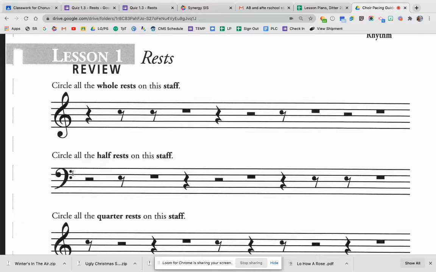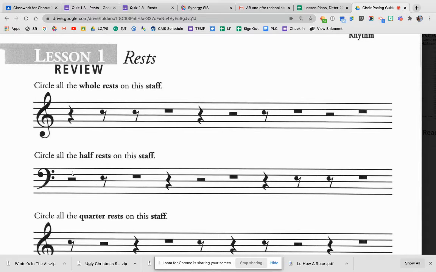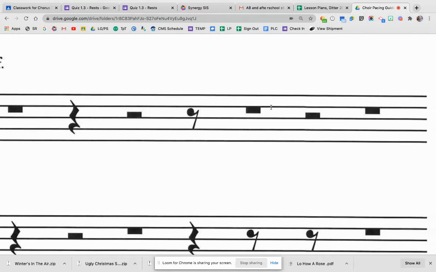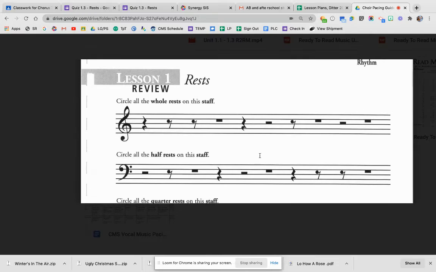Now in this example, I want you to circle with your brain all the whole rests on this staff. So I'll give you a moment to look for the whole rests. How many did you find? Did you find 3? Because the answer is 3. We have one right here, whole rest. We have one right here. And we have one right here. Good. Let's take a look at the next line.